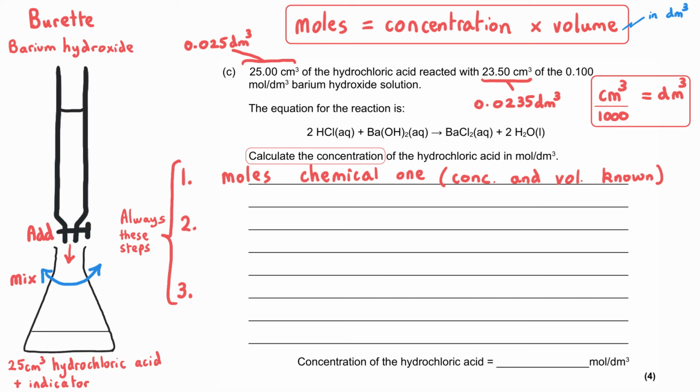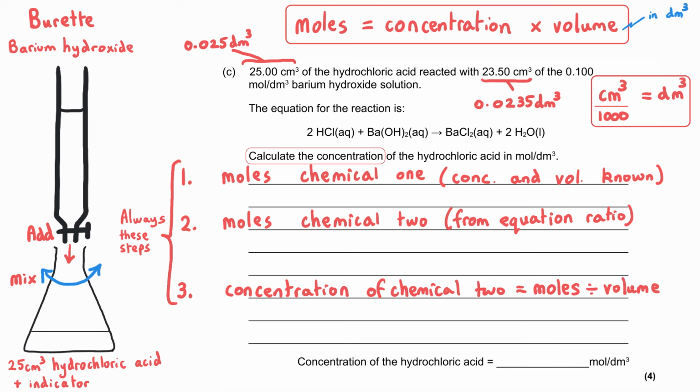And titration analysis always follows the same 3 steps. In step 1, you work out the moles of the first chemical, and that chemical is the one that you know the concentration and the volume for. And then in step 2, you work out the moles of the second chemical by using the ratio from the equation. And then in the final step, you work out the concentration of this second chemical by taking the moles and dividing it by its volume.